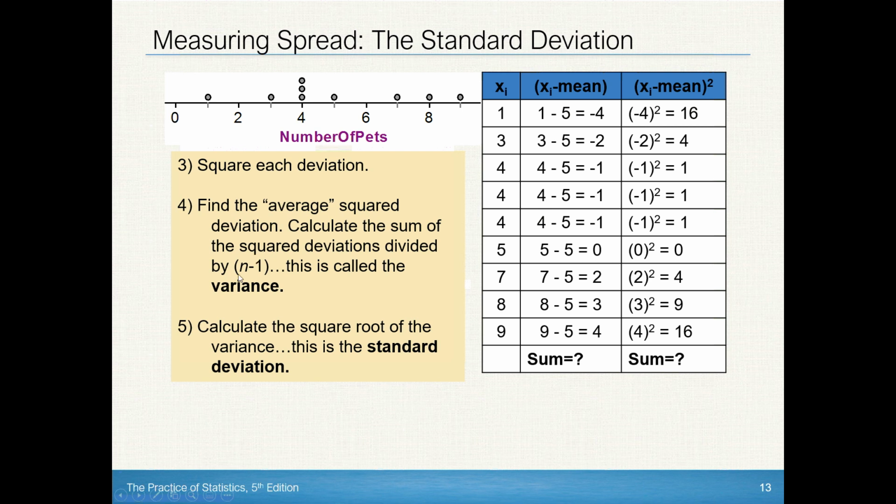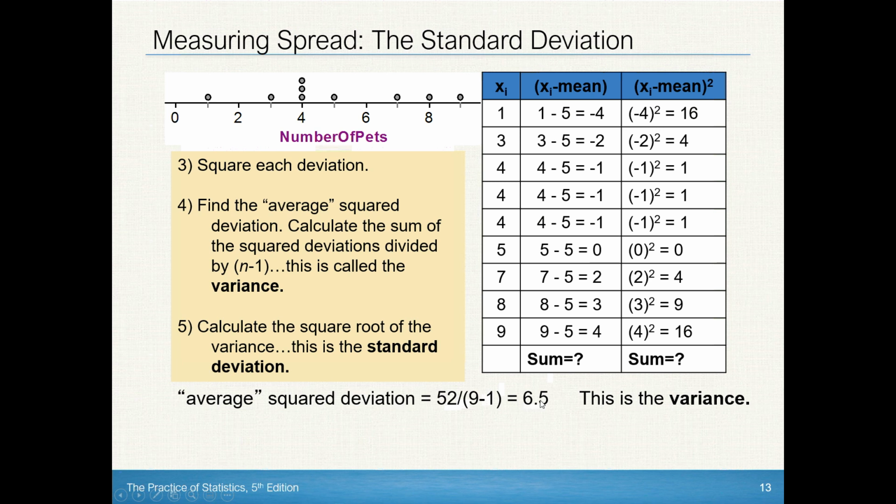Divide by something called n minus 1. This is called the degrees of freedom. So in this case, I had 9 kids. I'll divide this sum by 8. That value, the sum of the squares of the deviations divided by 8, is called the variance. Take the square root of the variance, and I'm back to the standard deviation. So in this case, these numbers all added up to 52. I divide by 8 to get 6.5. That's the variance. The square root of the variance, 2.55. That's the standard deviation.